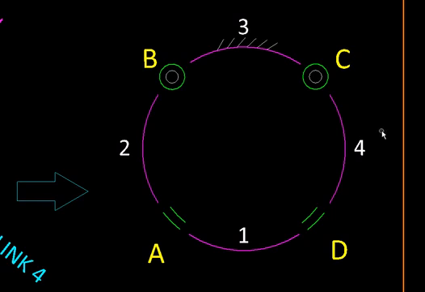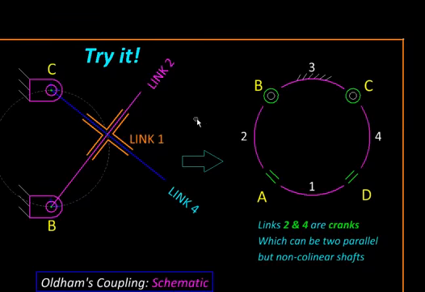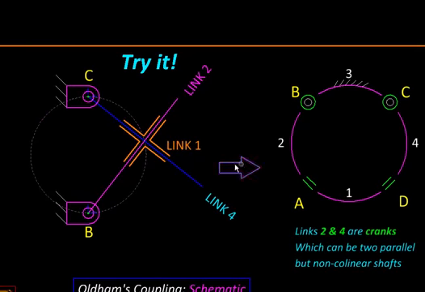Now let us see this mechanism in a more descriptive form over here. So these 2 fully rotating pins B and C are over here. Connected to them are link 4 and link 2, these 2 links which will fully rotate. And link 1 is this orange link, looking like this cross slot, engaging with both link 2 and 4.